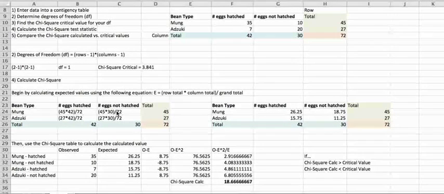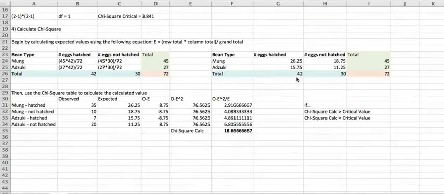If we move over to the next column, we're going to still have a row total of 45, but this time we have a column total of 30, so our math will be 45 times 30. We'll continue to divide by 72. So we're going to continue to fill out our table here to determine what our expected values will be, and then when we walk out the math, you'll see that we actually get values here ranging from 11.25 up to 26.25. These become our expected values.